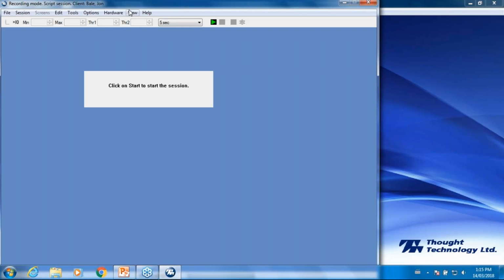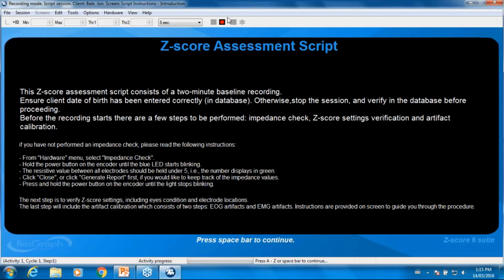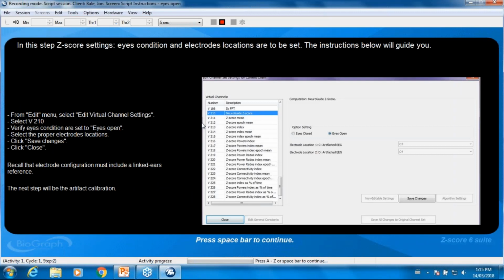I've already done my impedance check, so I already know the qualitative contact of my electrodes on my head is good, and there's no need to see that. I'm just going to hit the play button. The Z-score suite was created to really hold your hand and help you along, so we have a lot of these embedded instructions reminding you of what to do.